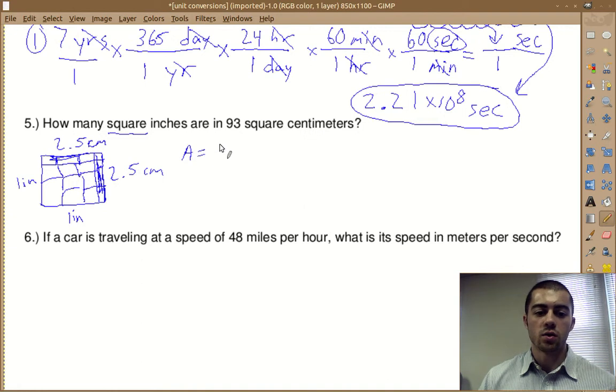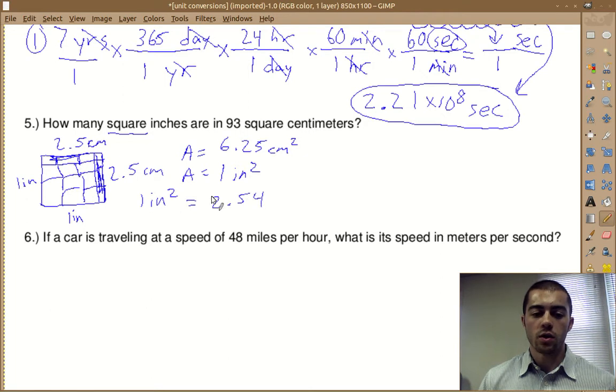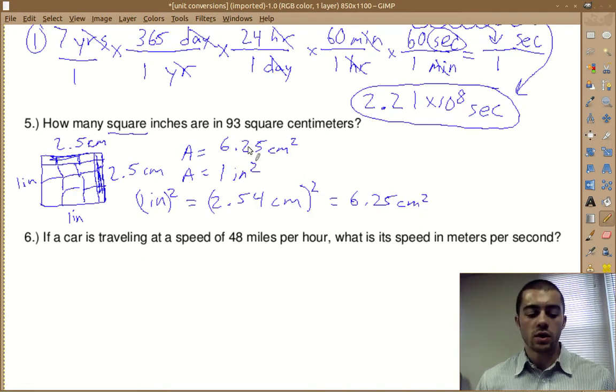So we have 2.5 times 2.5. The area of this would be 6.25 centimeters squared. The area of this in inches would be 1 inch squared. So because it's a two-dimensional figure, we have to multiply it by as many dimensions as we have with the conversion. So we would do 1 inch squared equals 2.54 centimeters squared, which would be 6.25 centimeters squared. So we're going to use this concept to approach this next problem with the same exact strategy.